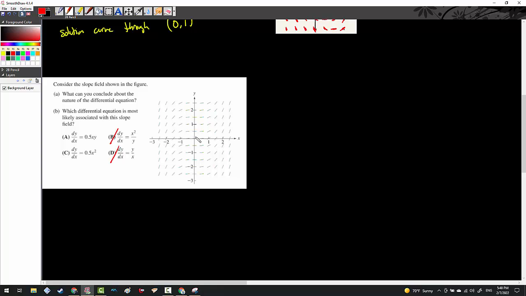All these cases right here, this slope is very much defined. It's going to be positive, lesser positive, and then more positive again. So that's definitely not the case here. B is gone.